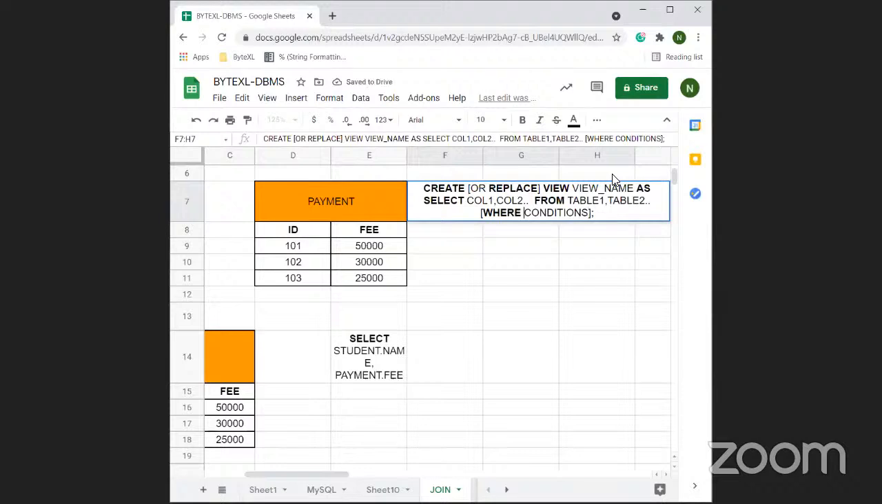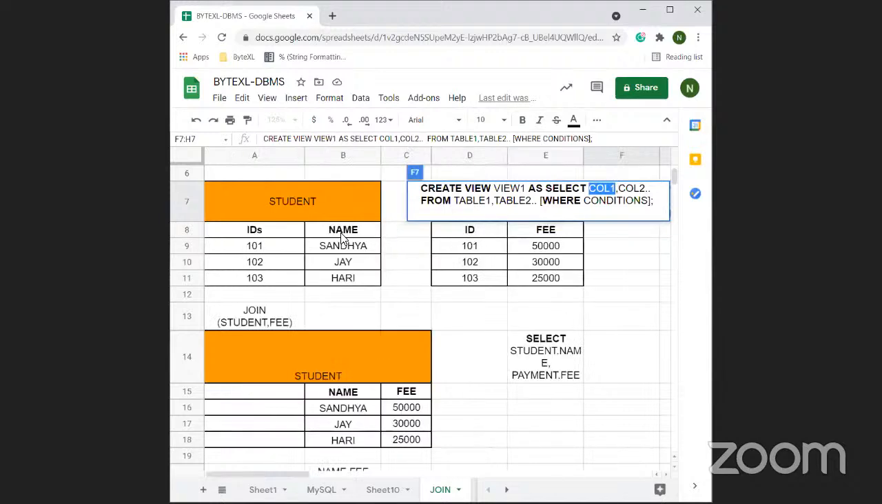Create. Forget about this replace. View. We can give some view name. Let me give it as view1 as select. I want the name column from student. Therefore, I can directly give student dot name.